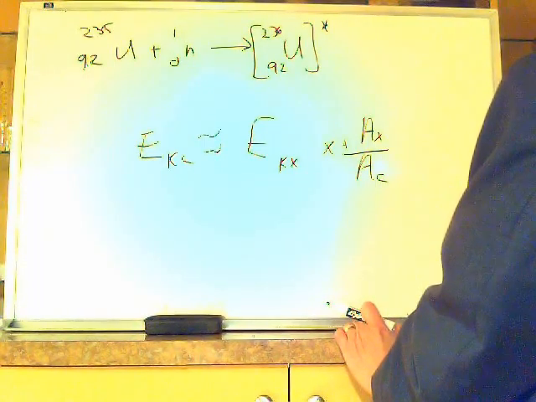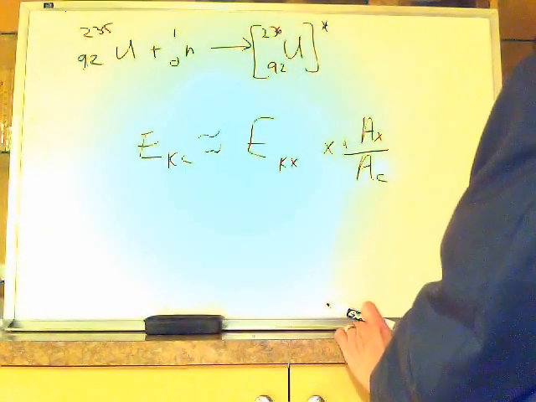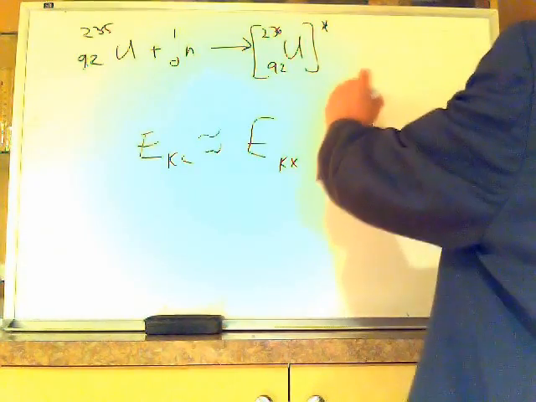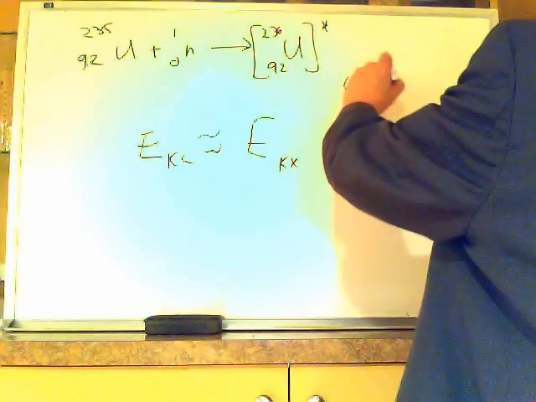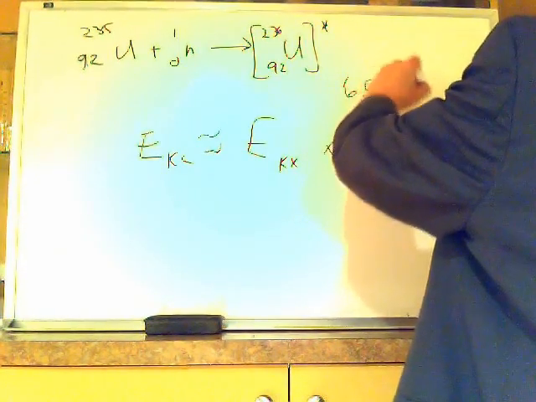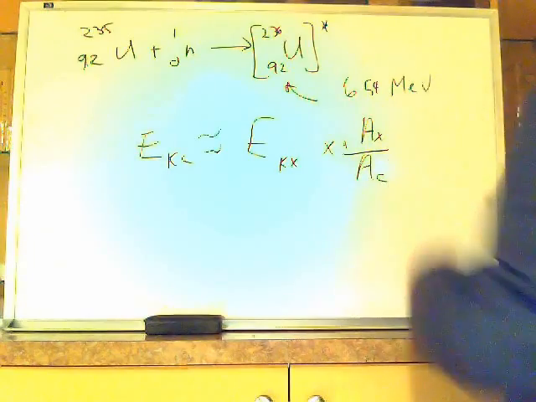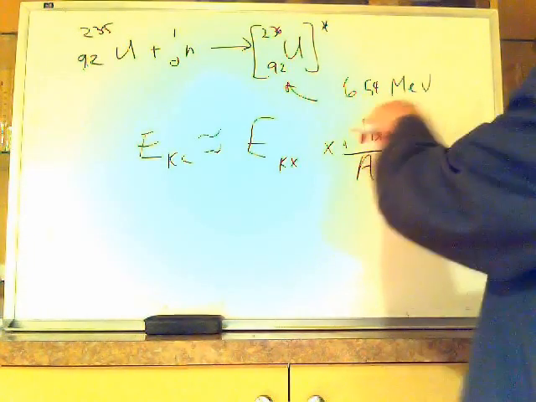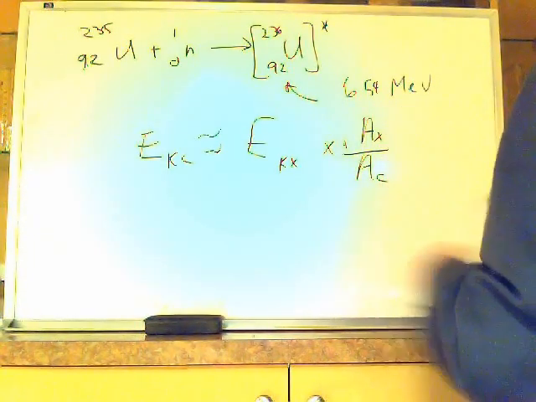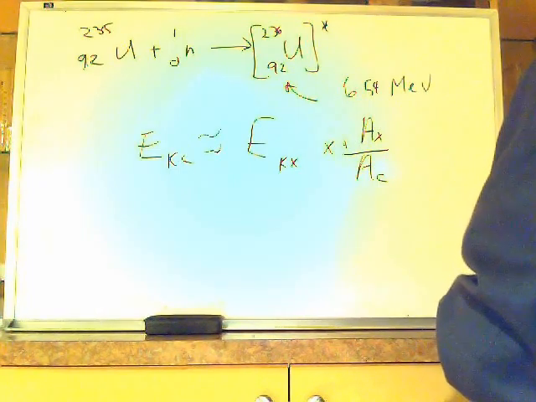So therefore, we can say that the excitation energy is really equal to Q, which we had already calculated in the previous step, which was 6.54 million electron volts. It's that plus this very, very tiny fraction of an electron volt, which we don't even have to consider here. Okay.